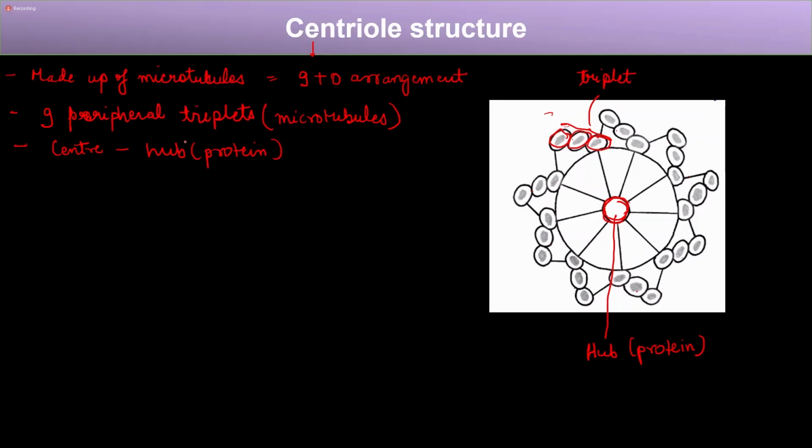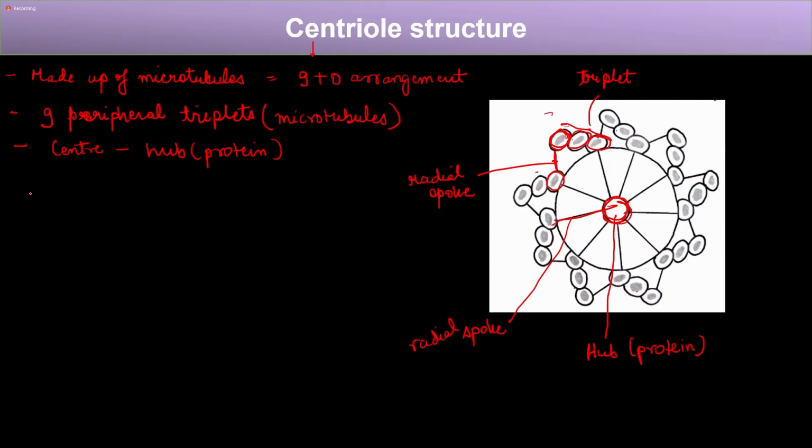We can see that one microtubule of one triplet is connected to another microtubule of a second triplet by a structure. This structure is called a radial spoke. Similarly, we can also see that these triplets are connected to the hub present in the center, and this is also called a radial spoke.